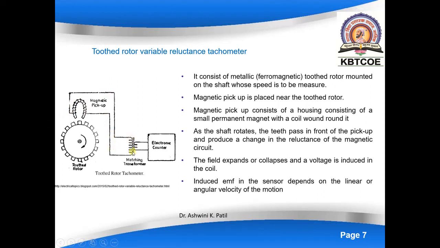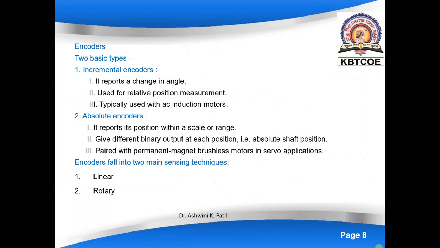Here we can see it is given to the matching transformer. This induced EMF in the sensor depends on the linear or angular velocity of motion. So this is how, with this reluctance tachometer, we can measure the speed of the machine.